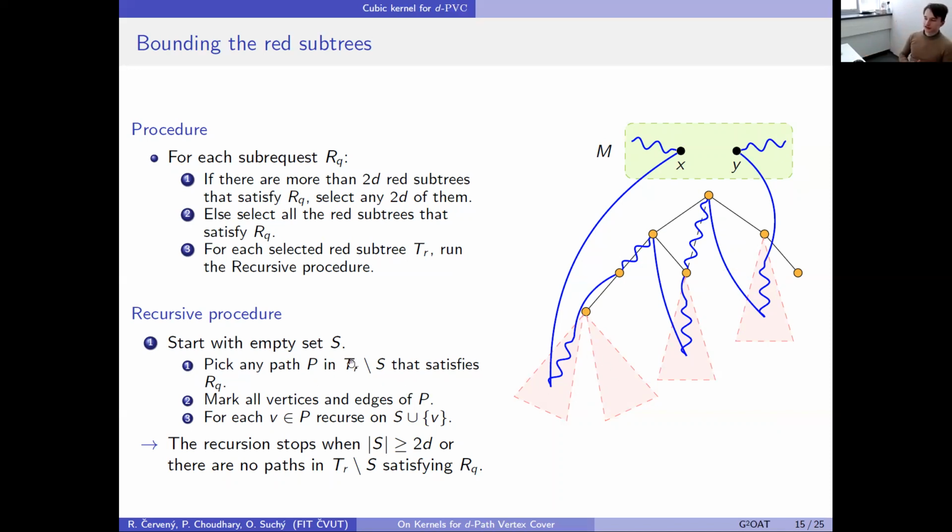The recursive procedure is somehow simple. We start with an empty set, and then we pick any path in the red subtree that satisfies the request, and we mark all the vertices and edges of this path, because by this we mean that the path is important for that request. Then for each vertex of this path, we recurse on it by putting it in the set S, which signifies that we want to delete this vertex. For example, it simulates that the solution might have deleted this vertex, and then we recurse.